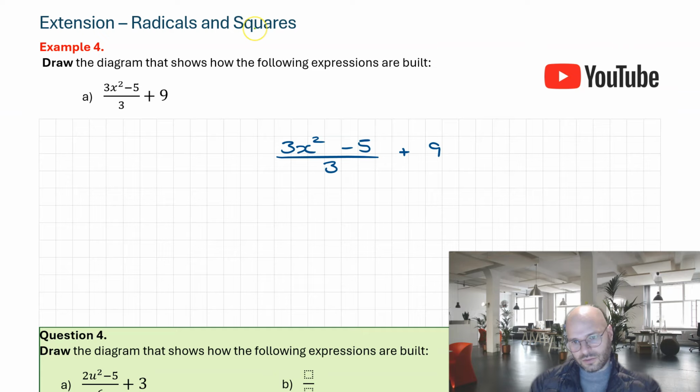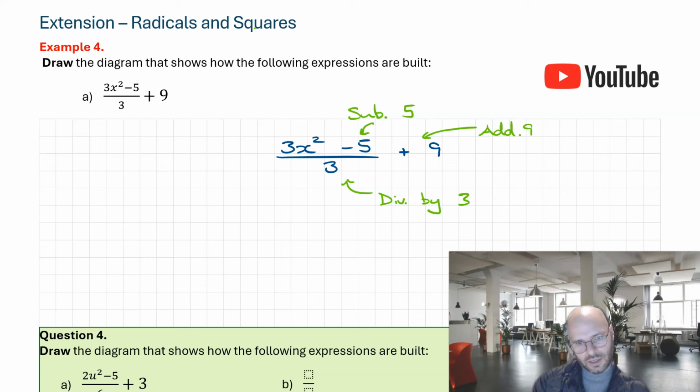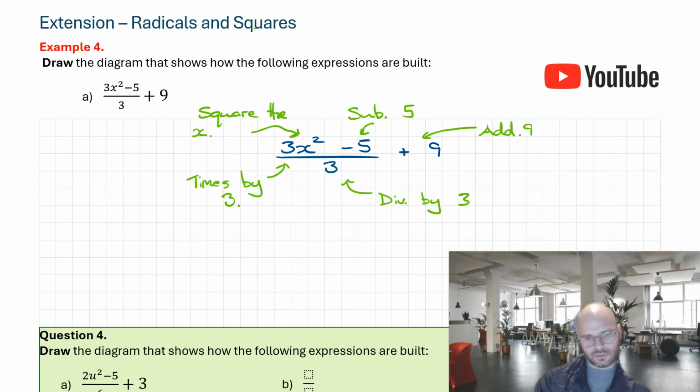Looking at our operations, we have addition of 9. We have division of 3. We have subtraction of 5. And we have times by 3. Okay, and the final one, we have the x squared here. This is square. Square the x. So we have 1, 2, 3, 4, 5 different operations.